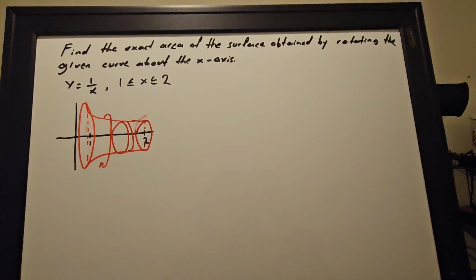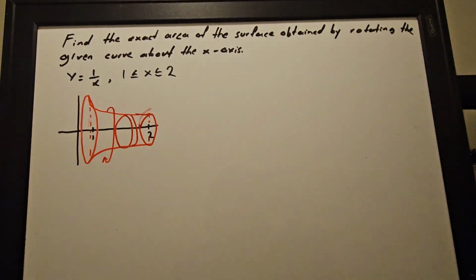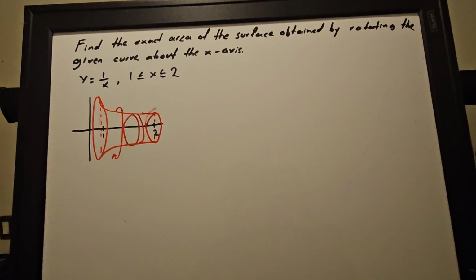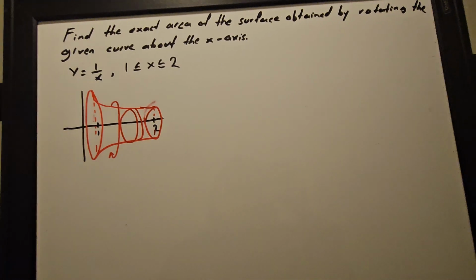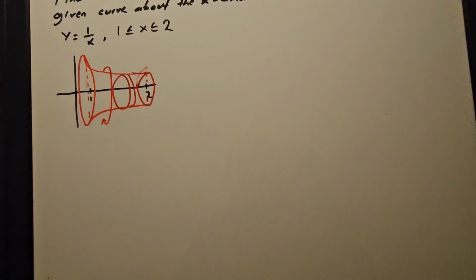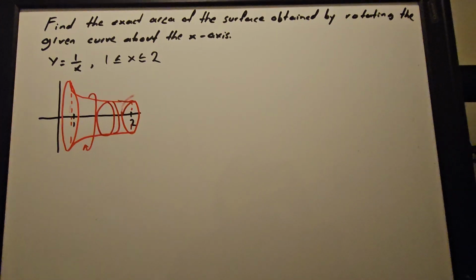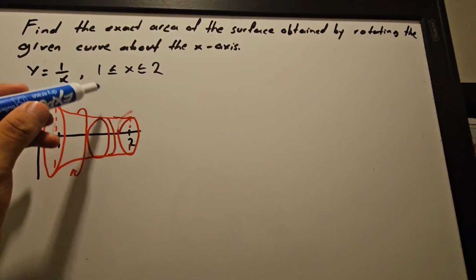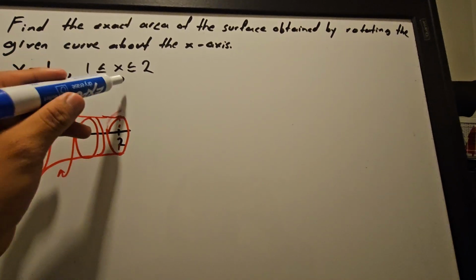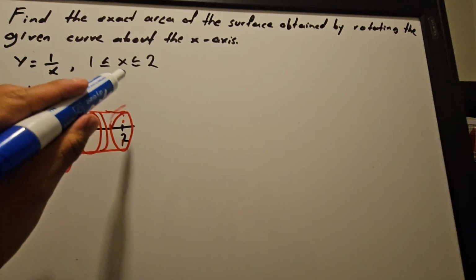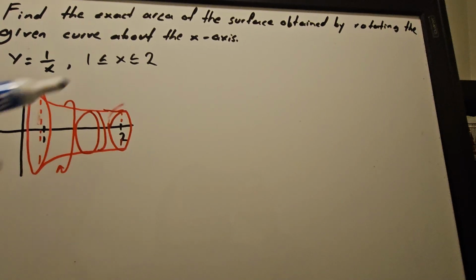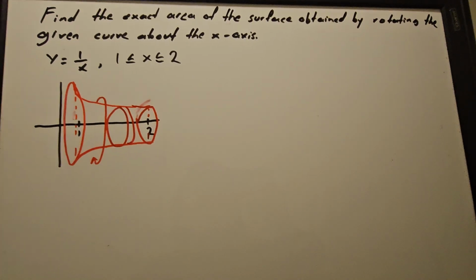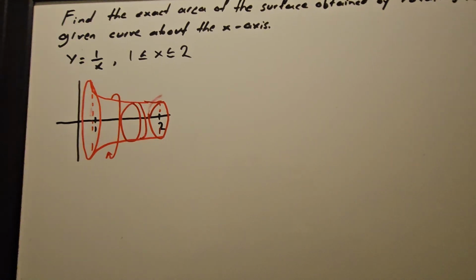Find the exact area of the surface obtained by rotating the given curve about the x-axis. This is a problem that you might have seen or will see in your textbook. Our curve is y equals 1 over x, and our x is between 1 and 2. 1 and 2 are included, as we can tell by the greater than or equal to sign.